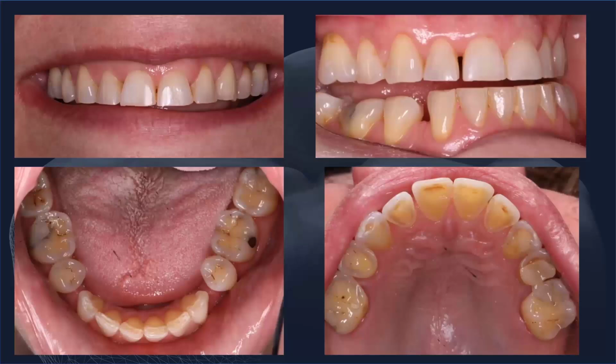Again, we will discuss this case a bit more in detail on the day, but this patient has a lot of tooth wear palatally, and the lower anteriors have a lot of tooth wear with dentine exposure. For me, this case is a clear-cut full mouth reconstruction case.